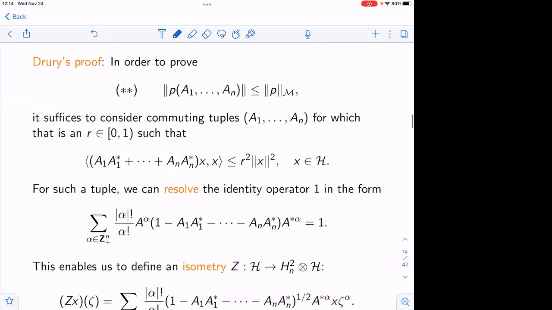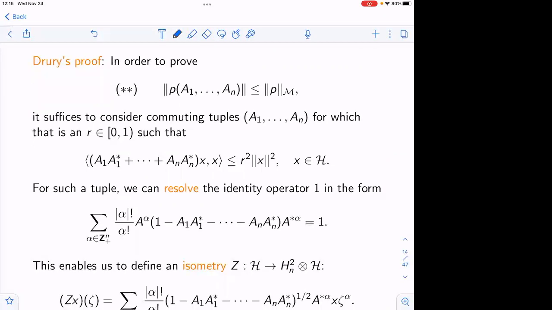Now, we've seen some of this in Michael's talk earlier this morning, but it's actually worth going through this proof of the polynomial inequality for commuting row contractions again. What you see on this slide is essentially the same thing, but perhaps from a slightly different perspective. So if you want to prove that this holds, how do you do that?